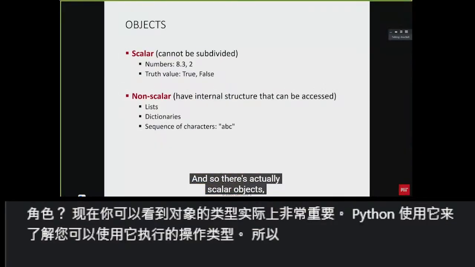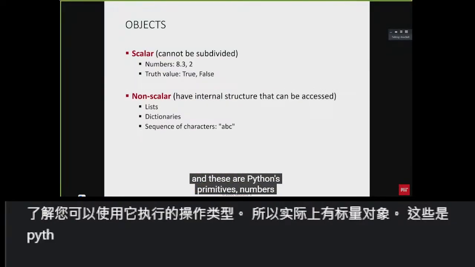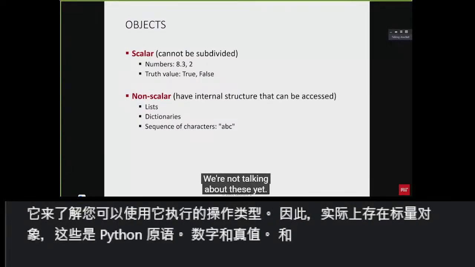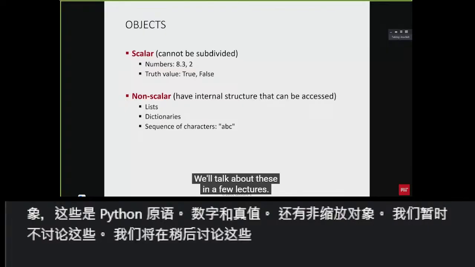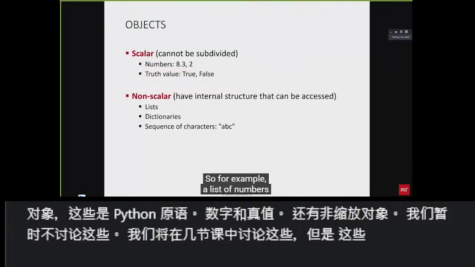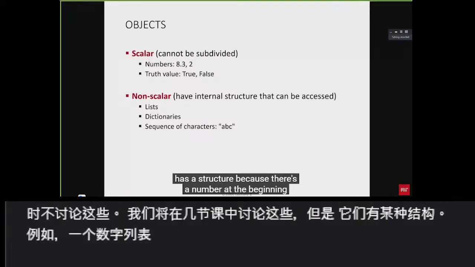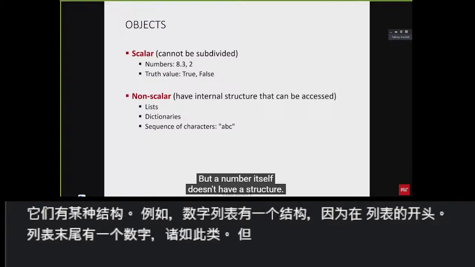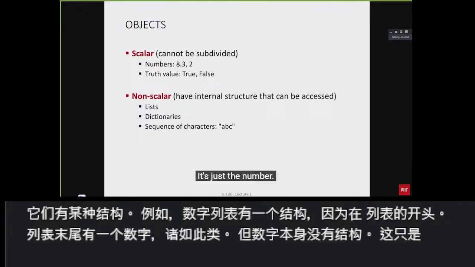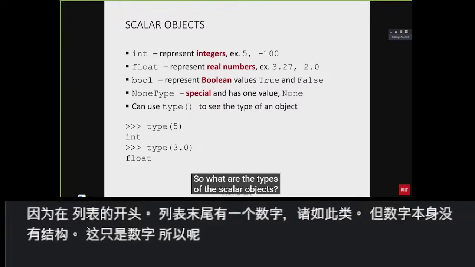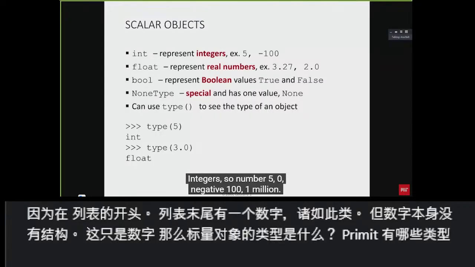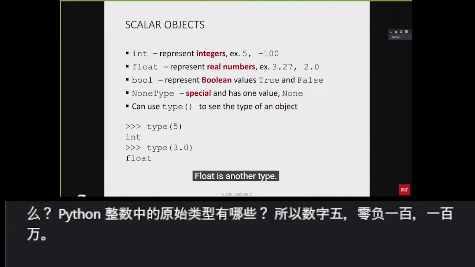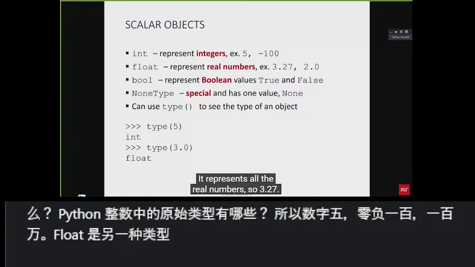And so there are scalar objects, and these are Python's primitives: numbers and truth values. And there are non-scalar objects. We're not talking about these yet. We'll talk about these in a few lectures, but these have some sort of structure. For example, a list of numbers has a structure because there's a number at the beginning of the list, there's a number at the end of the list, things like that. But a number itself doesn't have a structure. It's just the number. So what are the types of the scalar objects? What are the types of the primitives in Python? Integers. So the number 5, 0, negative 100, a million. Float is another type. It represents all the real numbers.